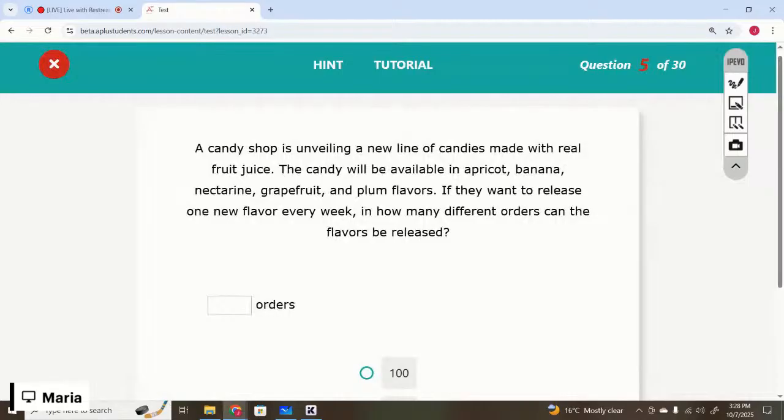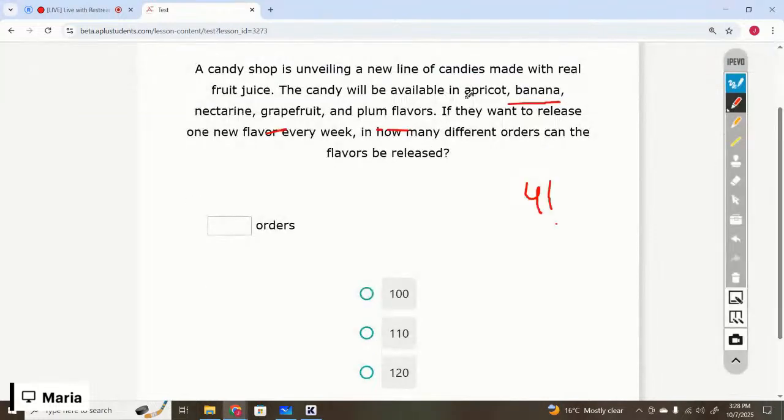A candy shop is unveiling a new line of candies made with real fruit juice. The candies will be available in apricot, banana, nectarine, grapefruit, and plum flavors. So we have five flavors. You need to evaluate 5 factorial.